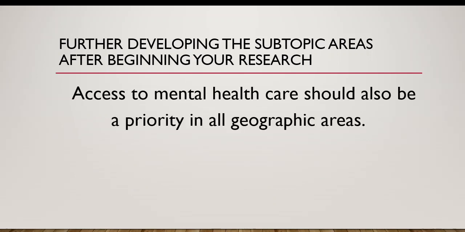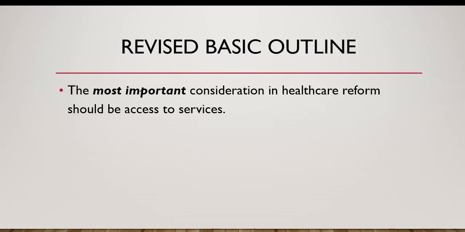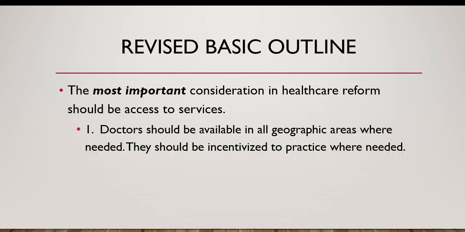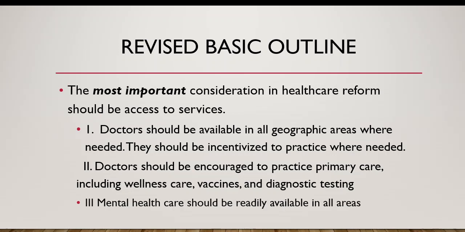So now we've changed the format for the paper just slightly. Access to mental health care should also be a priority in all geographic areas. So now, this is what our revised basic outline looks like. There is our thesis. Doctors should be available in all geographic areas where needed. They should be incentivized to practice where needed. Doctors should be encouraged to practice primary care, including wellness care, vaccines, and diagnostic testing, and mental health should be readily available in all areas.